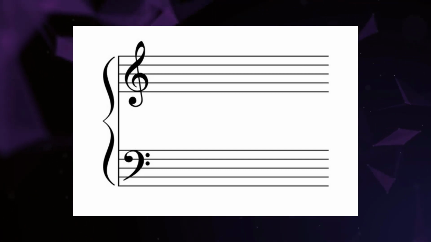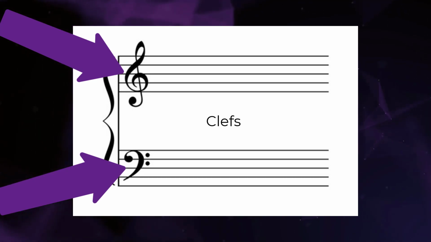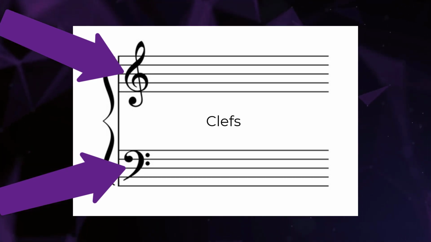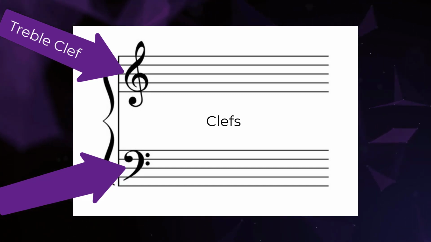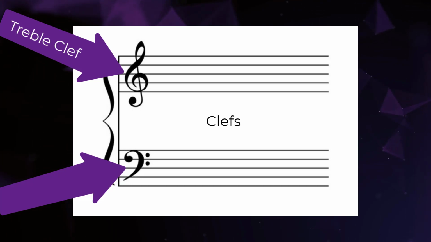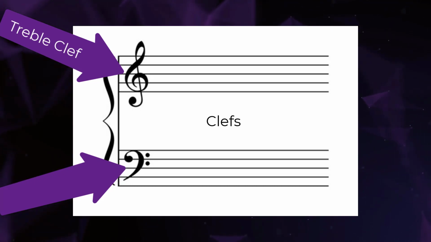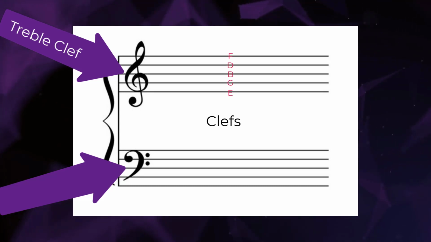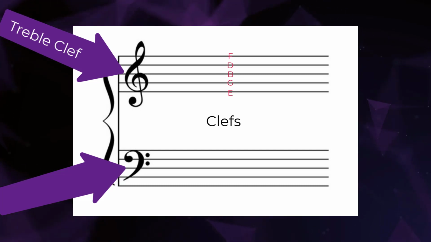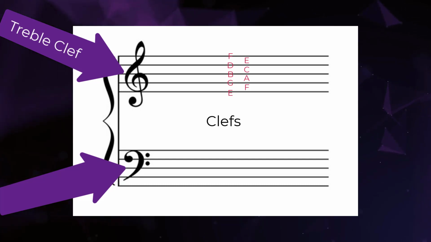On top of the staff, several things are placed. First of which are these symbols, called clefs. The clef indicates the range you should be playing in when reading. The treble clef, known as the G clef, indicates higher pitches, the notes of which being above middle C on the piano. The notes on the lines of the treble clef are E, G, B, D, F, or every good burger deserves fries. The notes on the spaces of the treble clef are F, A, C, E, spelling the word face.